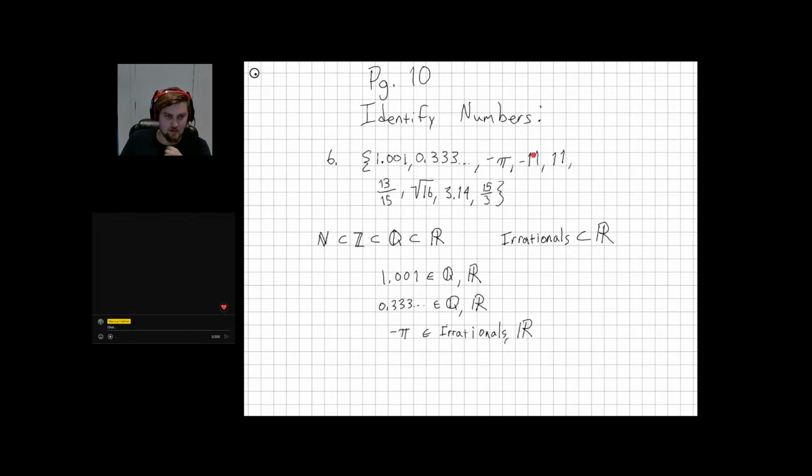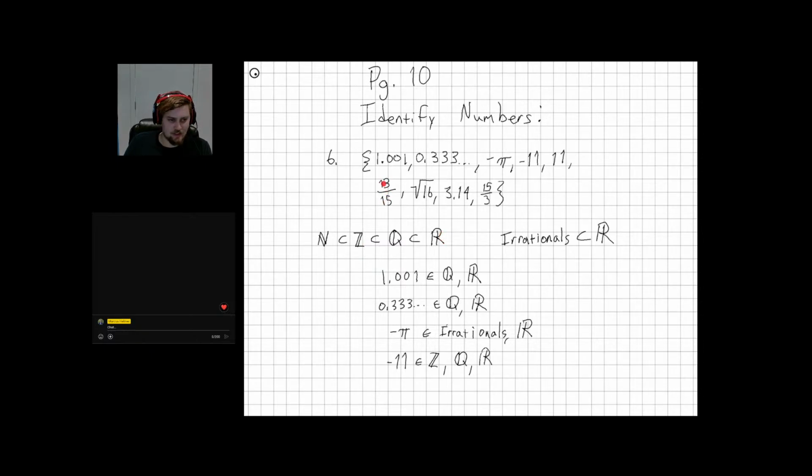What about negative 11? Negative 11 is not one of our natural numbers because our natural numbers are all positive, but it is an integer, which means it's a rational number and a real number. So negative 11 is in the integers, the rationals, and the reals. And 11, well, that's just one of our ordinary counting numbers. So yes, it's a natural number. It's in the integers, it's in the rationals, it's in the reals.